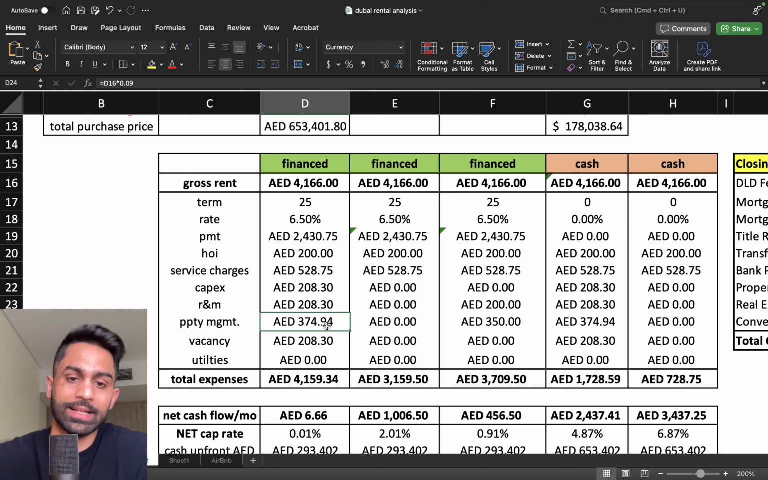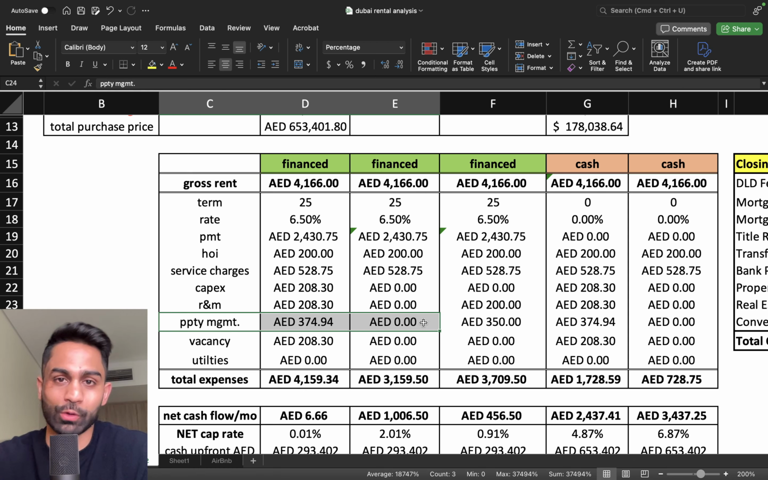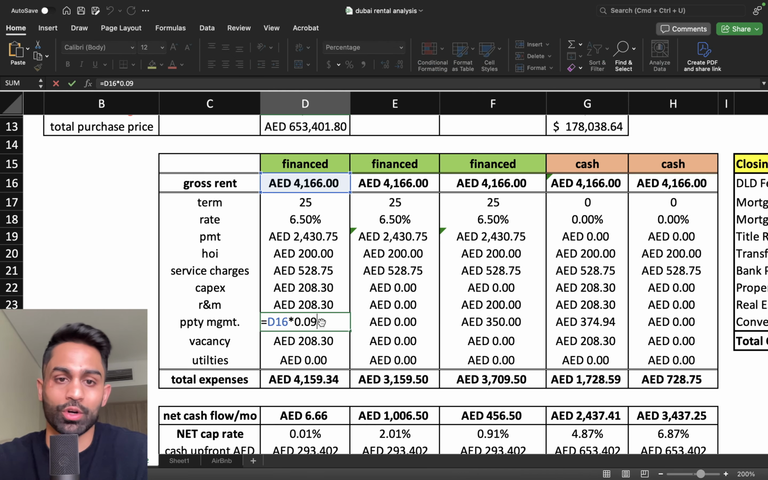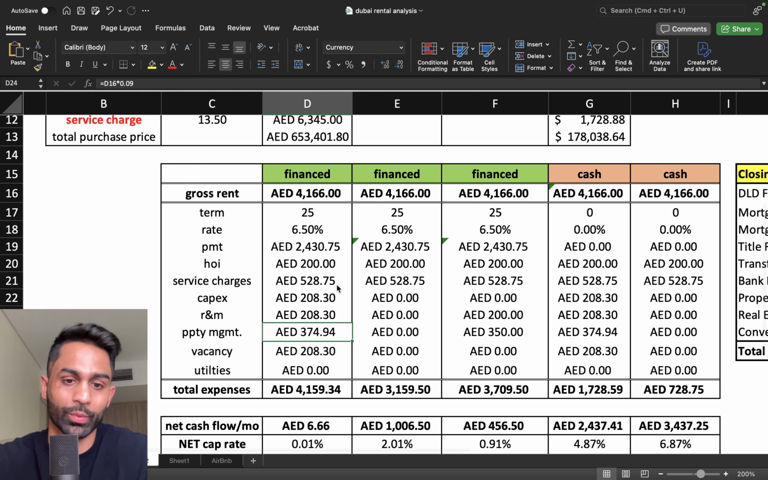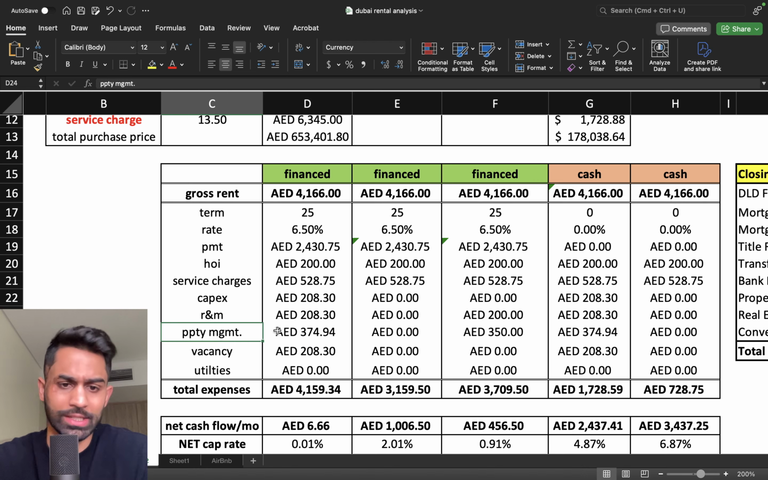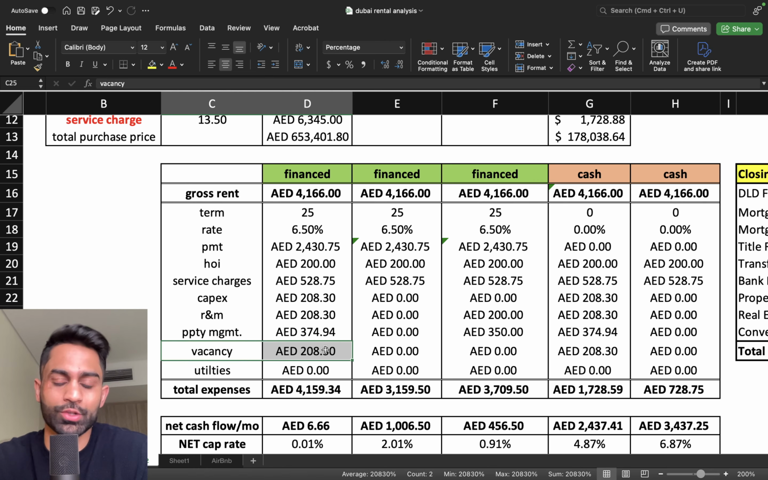Property management, I think that's something that needs to be accounted for, because as you are growing your portfolio, as you're buying more and more real estate, you're not going to be able to manage all the properties by yourself. So that is basically 9% of the entire rent that I'm accounting for, 375 dirhams per month, which comes out to, I think, over 4,000 per year, which I think is reasonable. And then vacancies, 208 dirhams.